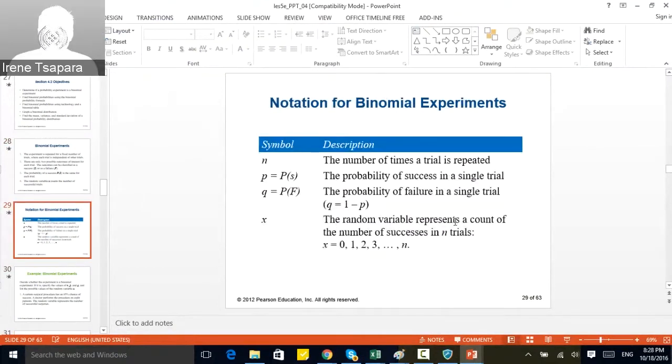The notation that we use is n is the number of trials, p is the probability for success, q is 1 minus p, that is the probability for failure, and x is the random variable.